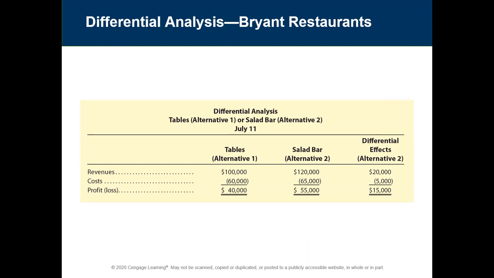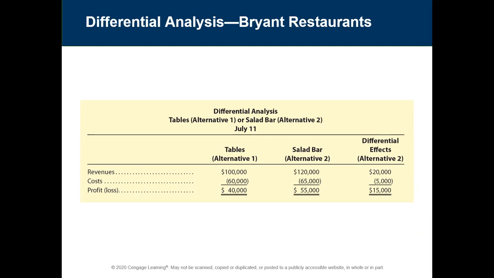Anyway, here is a standard picture of what a differential analysis looks like. It usually has alternative 1 in the first column, alternative 2 in the second column, and then a differential effect in the third column. This is just a sample, apparently a company trying to decide if they're going to add a salad bar or not. We'll look at some examples, and go through several different types of differential analysis.